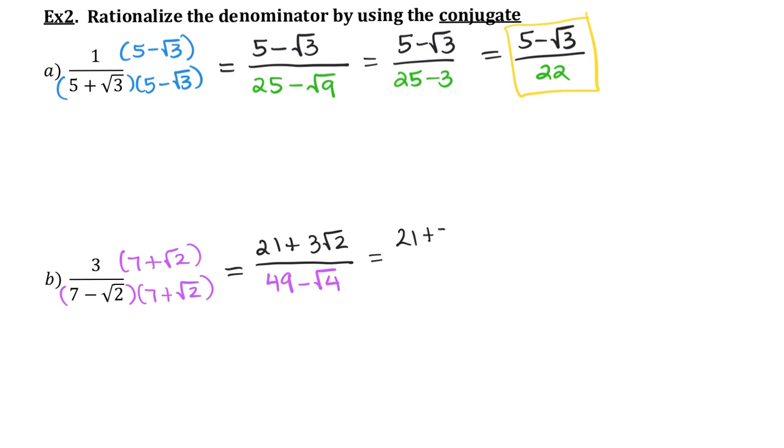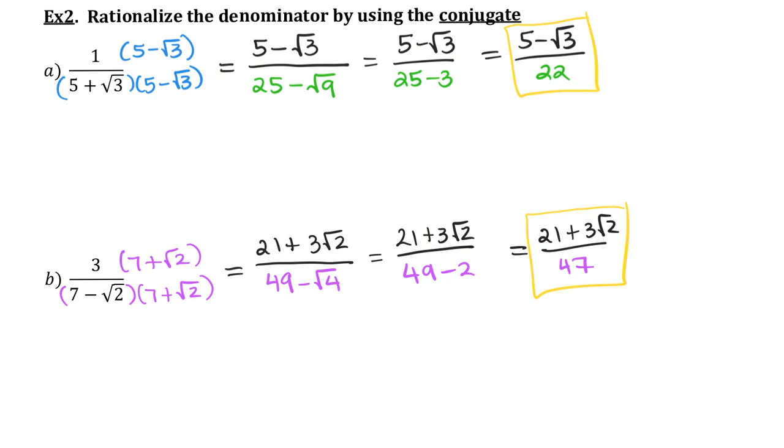Okay, I don't stop until the denominator looks nice, because apparently that's the only part we care about. 49 minus 2, which is 47 at the bottom, which is not irrational anymore. So 21 plus 3 root 2 over 47. And because there is no longer a radical in the bottom, we consider the denominator rationalized.